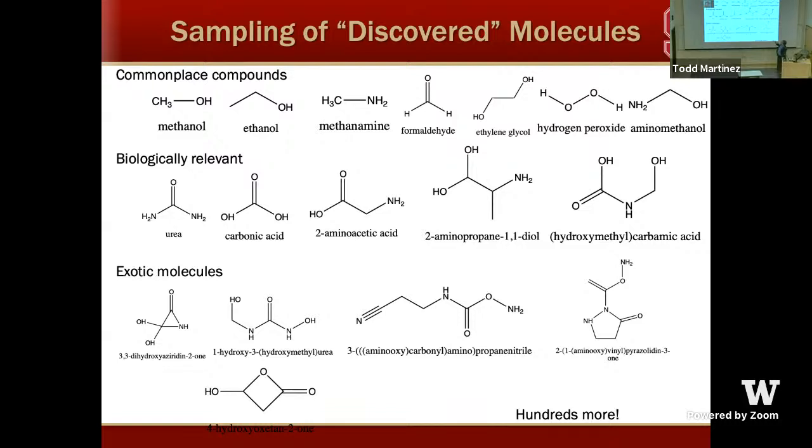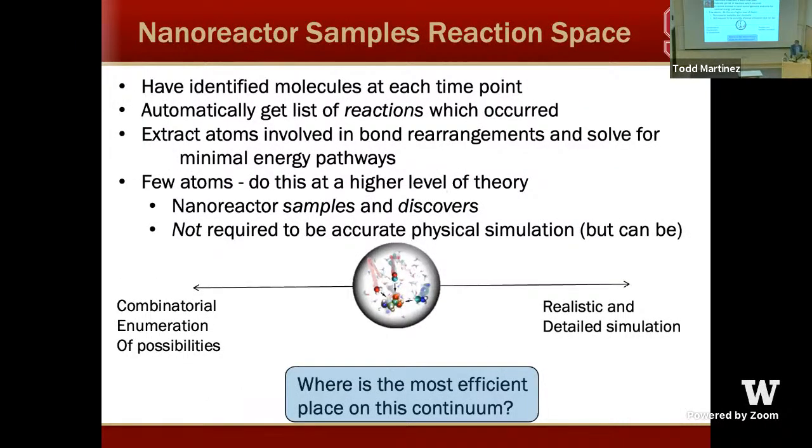But then you can just ask, well, what do you end up discovering? So what we found were molecules that you might have expected: methanol, ethanol, various molecules that also are found in the Urey-Miller experiment, by the way, and then a number of biologically relevant ones, including some amino acid precursors and some really crazy molecules, and hundreds more. So we found hundreds of these reactions. Now, what's really going on here? Well, it's not actually looking for molecules, it really is looking for reactions.